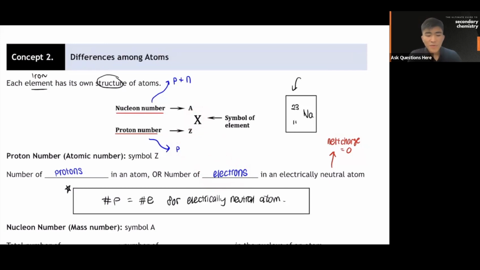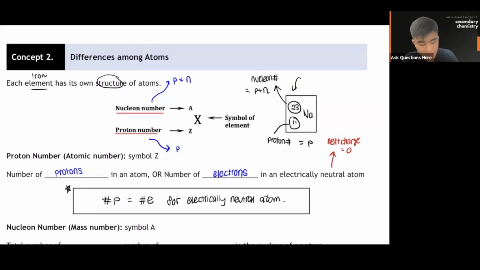Now, then we move on to the nucleon number. Before that, let's take a look at this atom of sodium over here. The proton number is 11. This one over here is the proton number, and the number on top is the nucleon number. Once again, nucleon number is proton plus neutron. Proton number is just the proton itself.